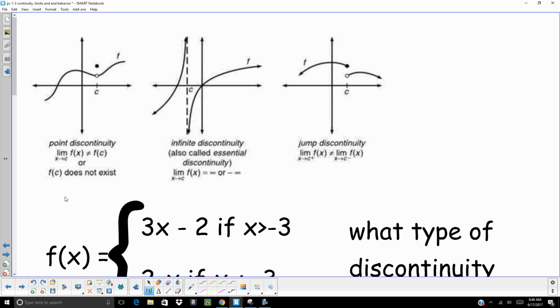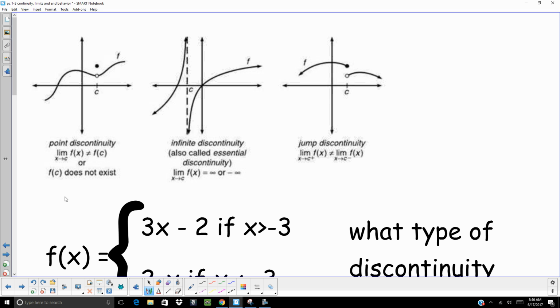The next one is the infinite discontinuity. A lot of times I'll just call that an asymptote. It's still a function. It's going to pass the vertical line test. It's just that you'd have to lift up your pencil.